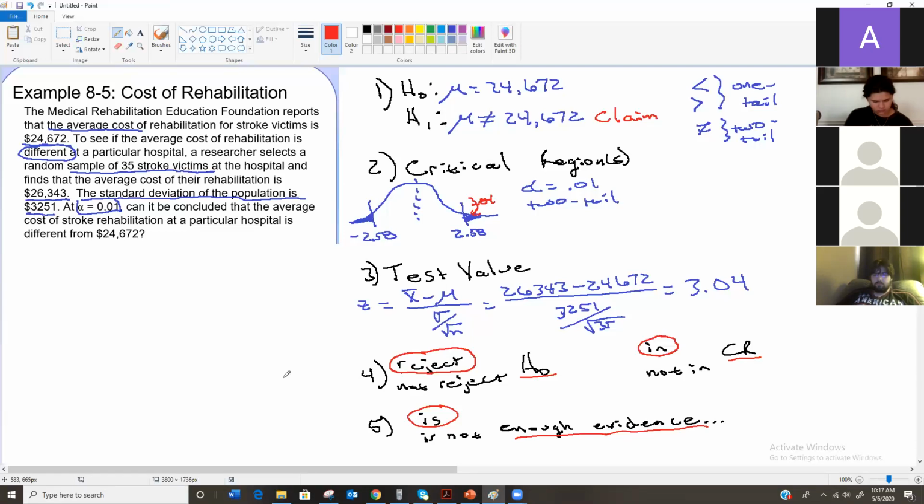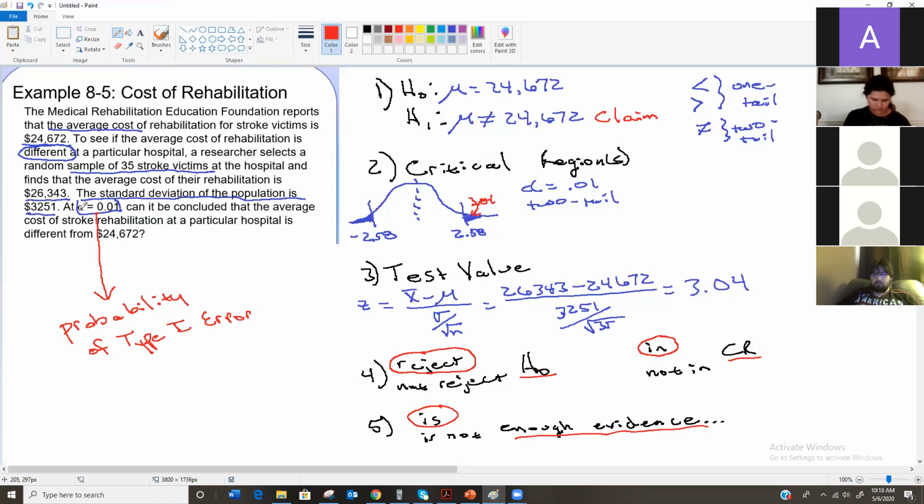Does anybody have any questions on this? What does the alpha equals 0.01 really tell me again? That's how accurate it's going to be? Yep, that's the probability of a type 1 error. And that type 1 error is when you convict the null hypothesis when it was actually innocent. So when you reject when the null hypothesis was actually true.